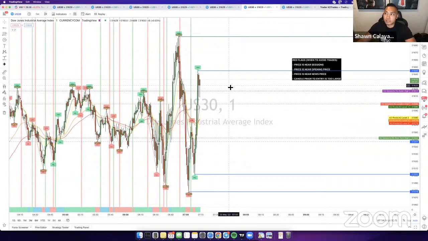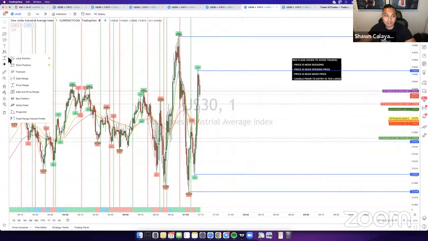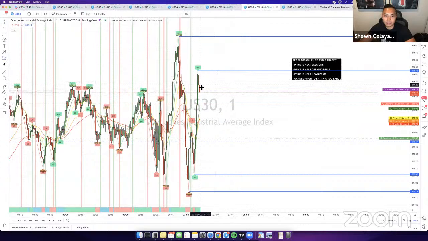And you can use the DOM. You can't use the DOM on your phone or iPad. So that's probably one of the main reasons why I wouldn't be using an iPad or phone. Unless you have really fast fingers and you can type in those TPs and stop loss really quickly, then you're going to be at a disadvantage compared to everybody else.